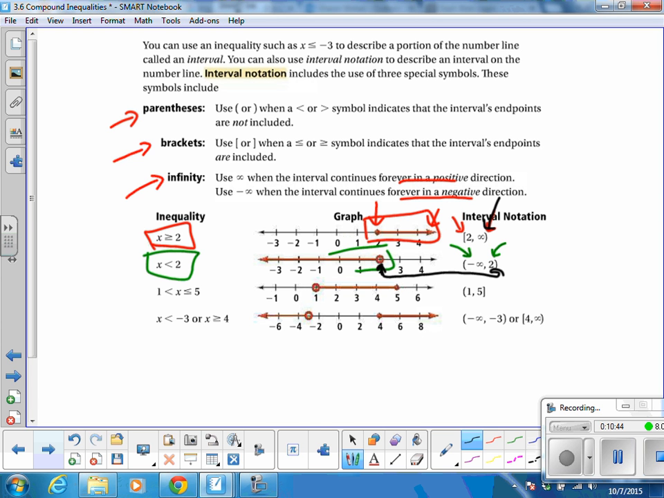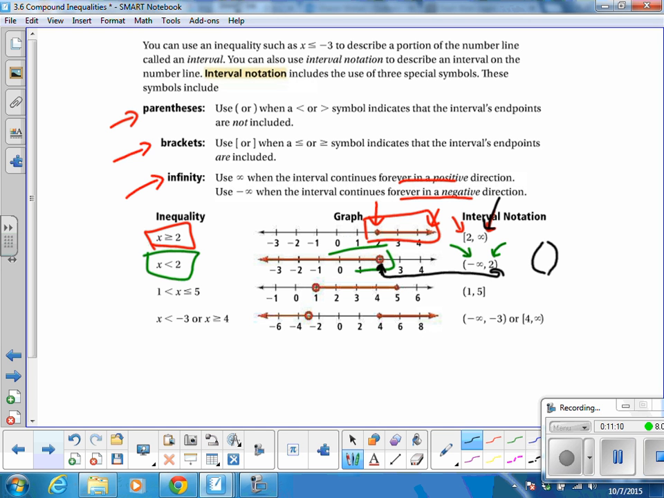How I keep track of the parentheses would be this. A parenthesis and a parenthesis together kind of make that hollow dot. Kind of corny, but it might help you keep track of which one to use. A bracket is used when it includes that number and is a filled-in dot. A parenthesis is hollow. It's not going to include that. It's not inclusive of that number.